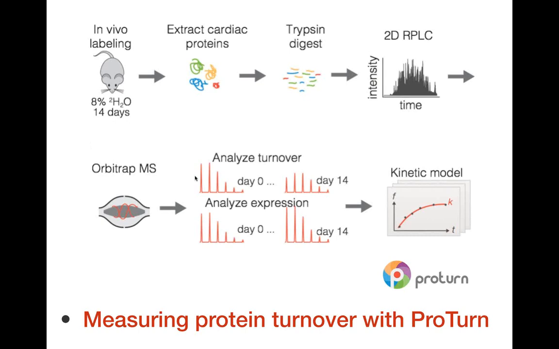And after that, we will analyze both the turnover and the expression, where the turnover would be represented by the linear shift of the isotope envelope from the left to the right, whereas the expression is represented by the absolute intensity of the isotope envelope. And we're going to fit each data point to a kinetic model using ProTurn.